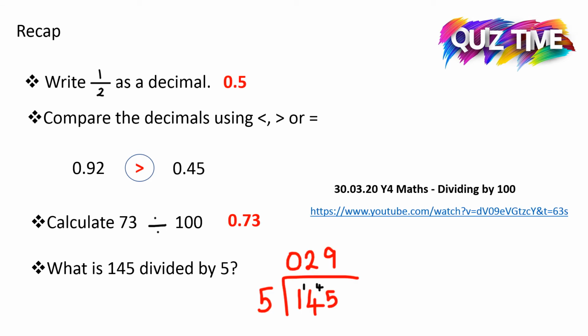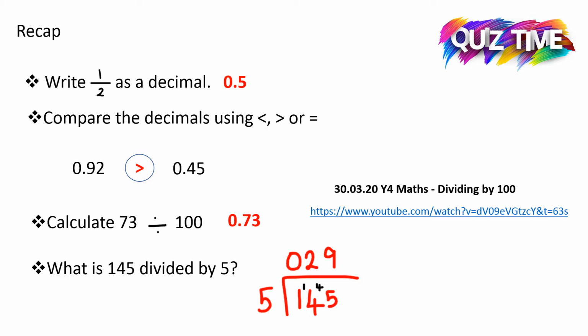So a half as a decimal is 0.5. 0.92 is greater than 0.45. So if we look at the tenths column, we have 9 over here, and for 0.45 we have 4, and 9 is greater than 4, so we put this symbol to indicate that it's greater. 73 divided by 100 is 0.73.